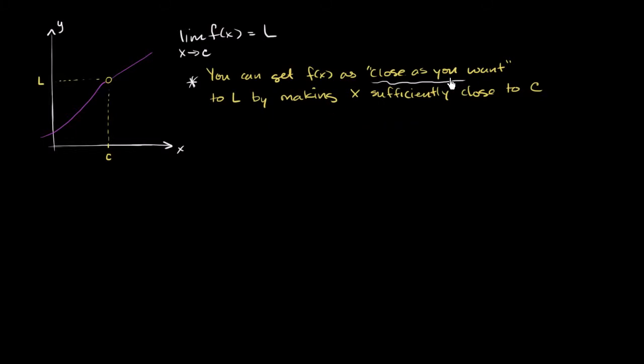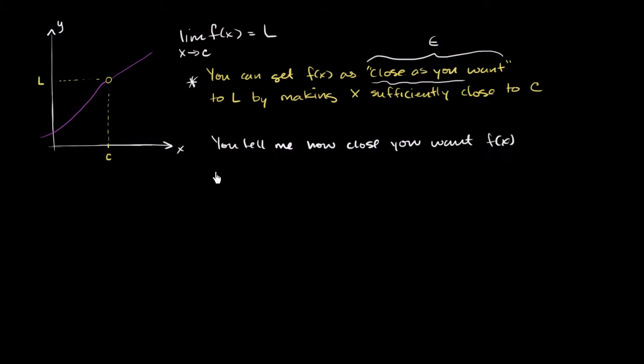So instead of saying as close as you want, let's call that some positive number epsilon. I'm just going to use the Greek letter epsilon right over there. So it really turns into a game. You tell me how close you want f of x to be to L. And you do this by giving me a positive number that we call epsilon, which is really how close you want f of x to be to L.